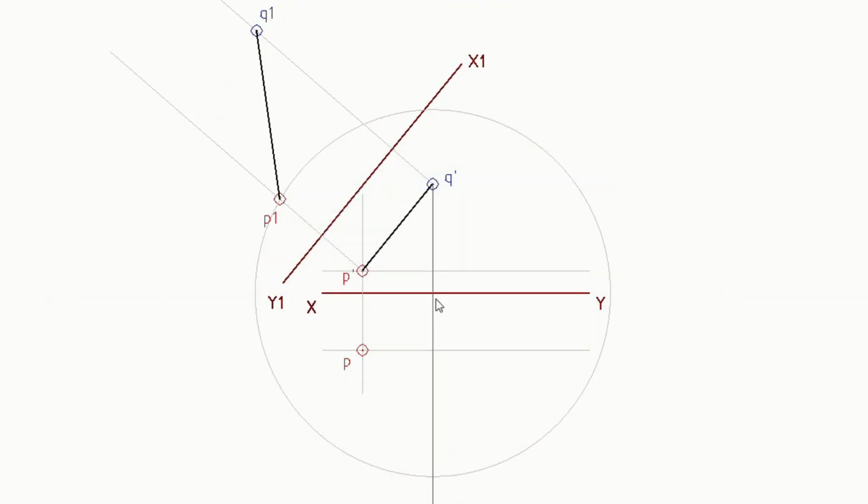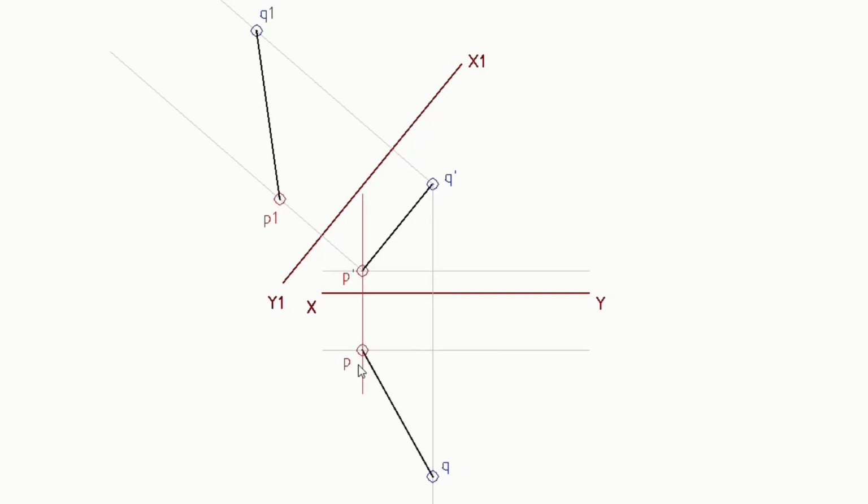Now this is the same distance here, which means Q point will come here. Let's locate point Q. So this is point Q. Let's draw the line PQ, which is our actual top view. Now, so we have got PQ.